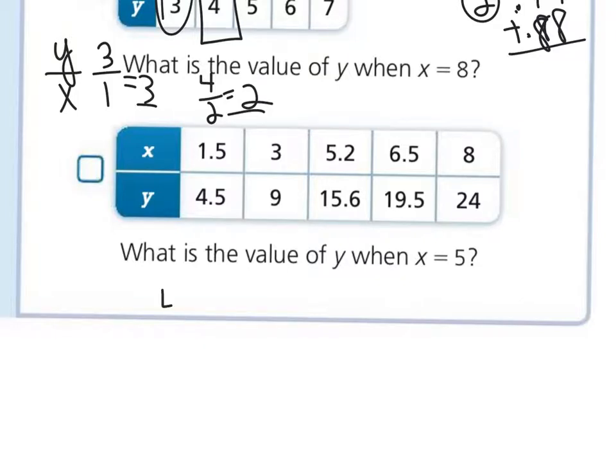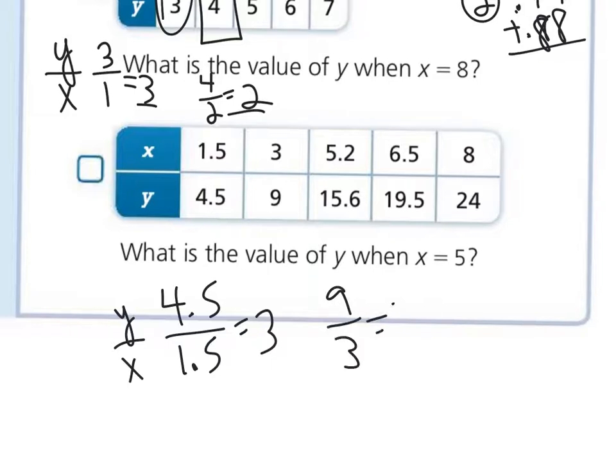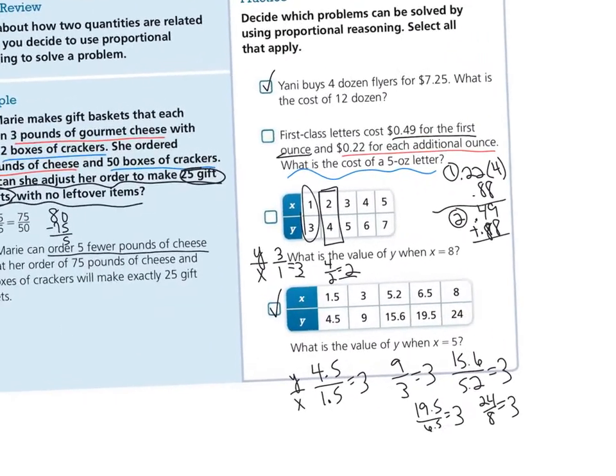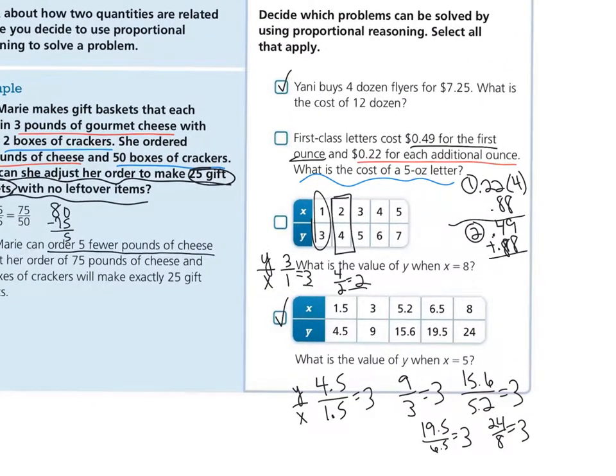So same idea on this one. We could do our y divided by x. So 4.5 divided by 1.5 is 3. 9 divided by 3 is 3. And what happens is when we divide out each of these, they all are going to be equal to 3. So that one is proportional. So we'll check that box also. So the first and the last ones are proportional, the other ones are not.